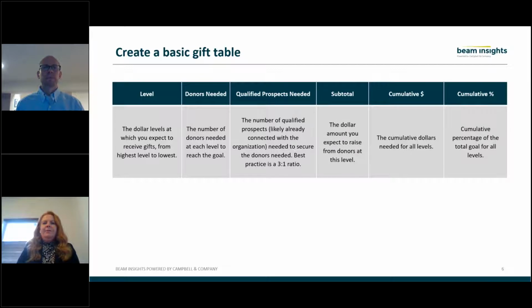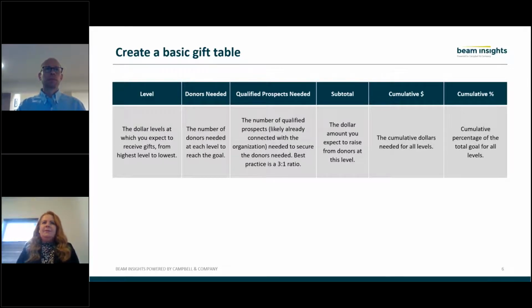And then we've added the word qualified here. We want these prospects to be prospects that you have had conversations with or that are engaged somehow with your organization. We don't want them to just be all of the individuals or families that you have in your database mapped here, because that doesn't really adequately reflect the prospects that may give at each of those levels.